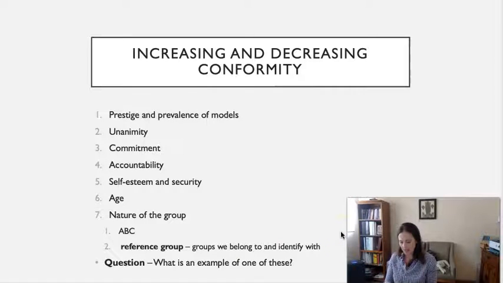The next thing we're going to talk about is factors that increase and decrease conformity. And there are a lot here, by the way, so we are going to go over all of these. The first one, prestige and the prevalence of the models. For this, you are going to conform to people whose behavior provides the most reliable information.